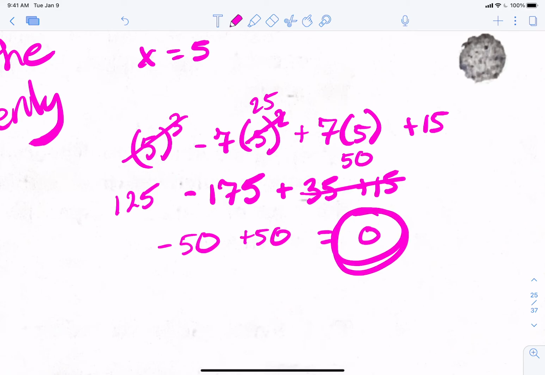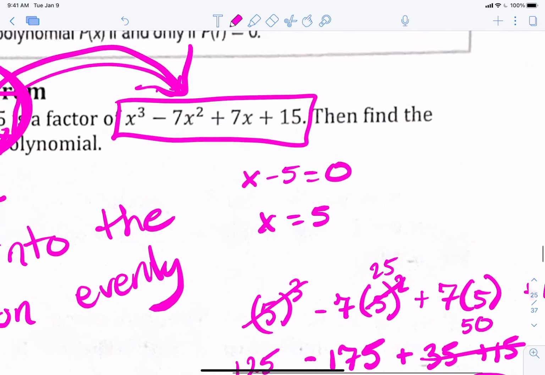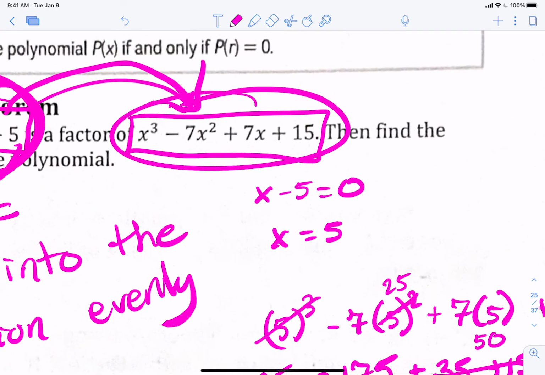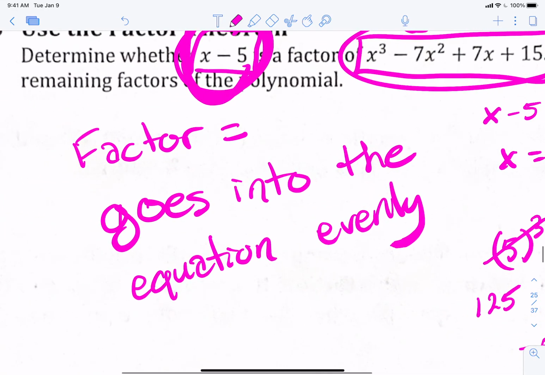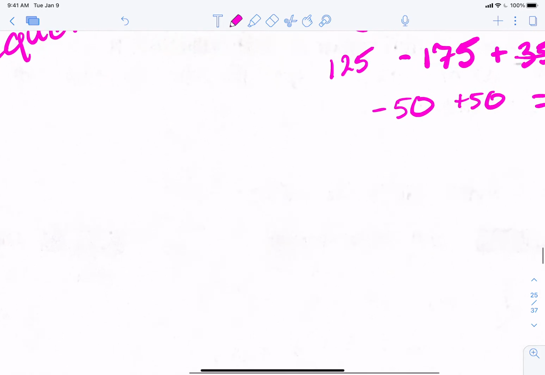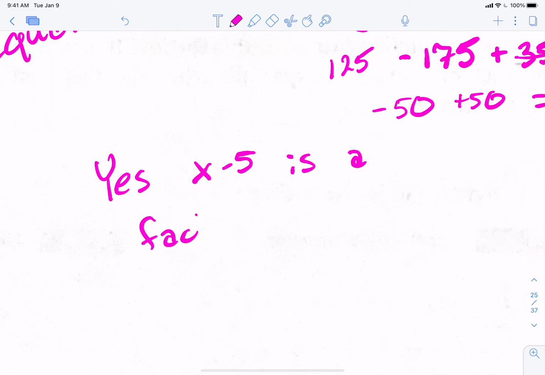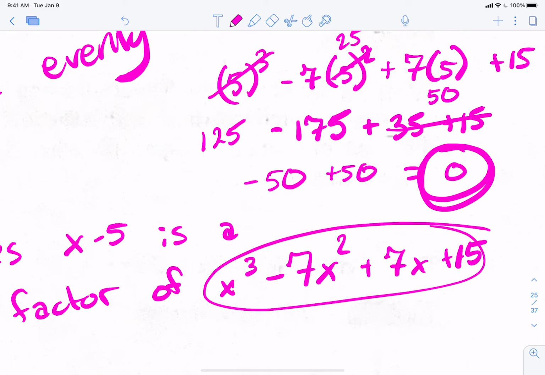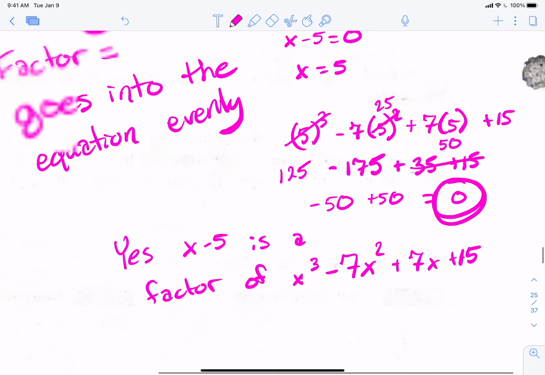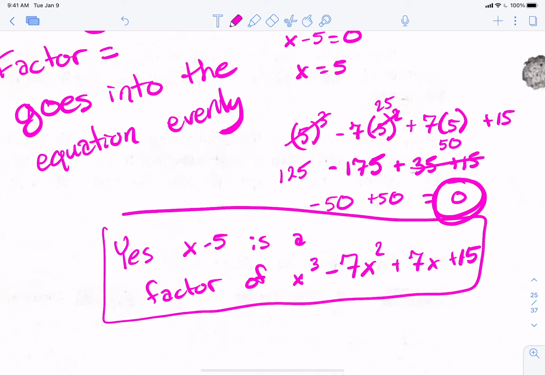What does that mean? That means it doesn't have a remainder. So if I were to divide this by x minus 5, it would go in there evenly and I would not have a remainder. Okay? Determine whether it is a factor. Is it a factor? Yes. x minus 5 is a factor of x cubed minus 7x squared plus 7x plus 15. I don't know why I circled that. You're going to say yes, it's a factor. Yes, it is a factor.